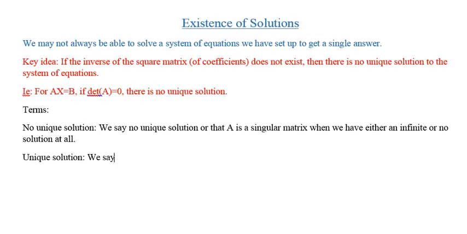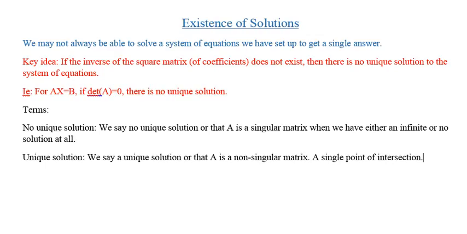So we say a unique solution, or that A is a non-singular matrix. A single point of intersection is really, if you're thinking back graphically, what would happen with the 2 or 3 or more lines that you have. So that's the terminology. In a separate video, we'll do a few examples.